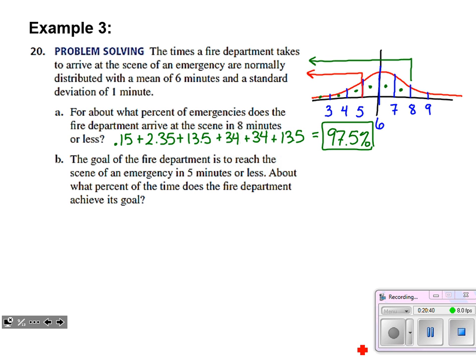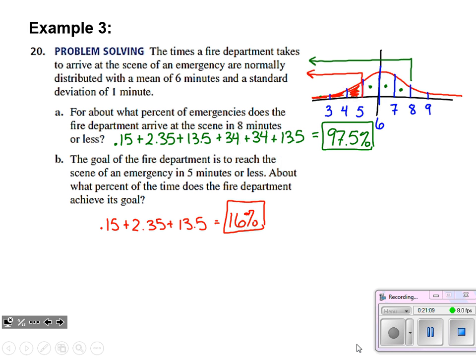And we can tell that by looking at how much area the wedges we're going to be adding up actually take up in that normal curve. They don't take up very much of it. Okay, we've got our 0.15 tail, we've got a 2.35, and we've got a 13.5. That totals up to 16% of the time that the fire department actually arrives to the scene in their goal time or less.